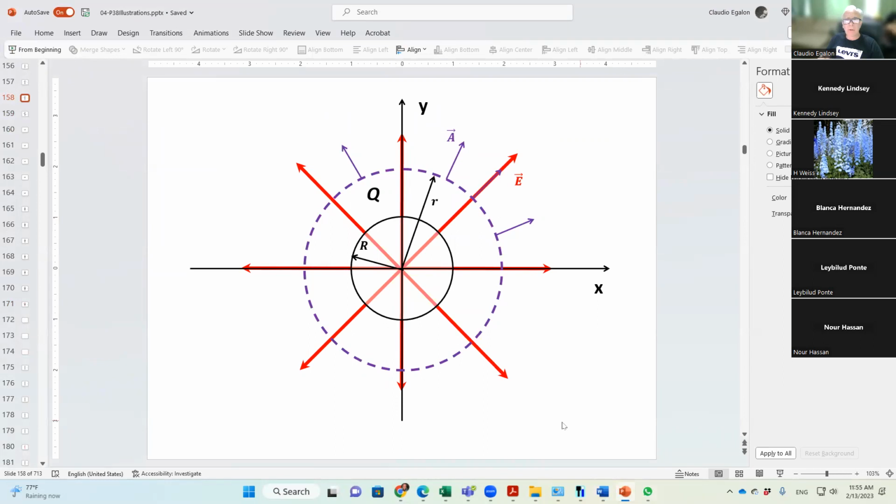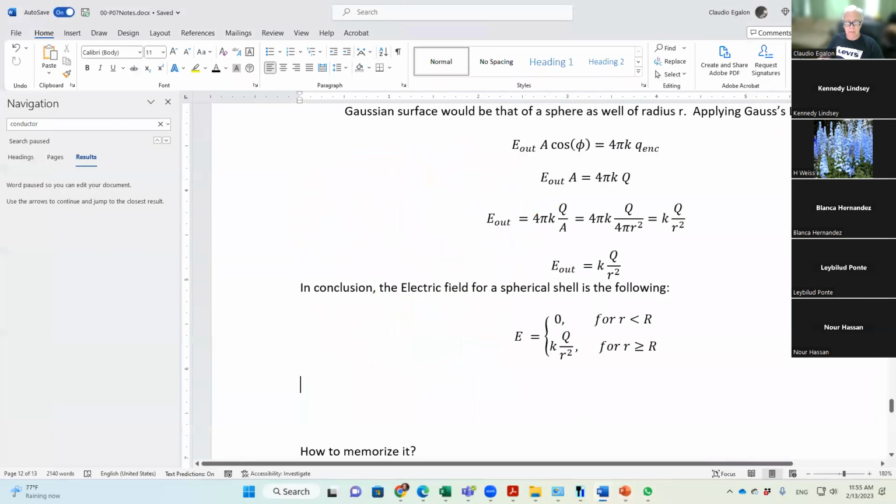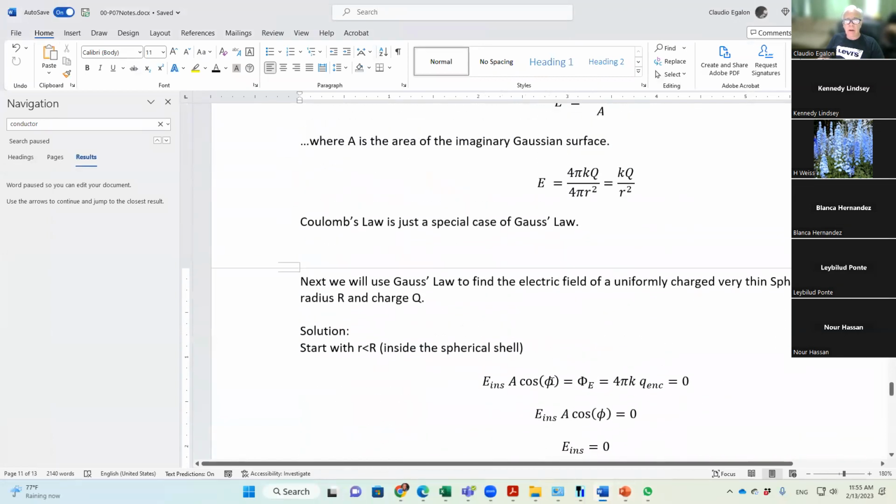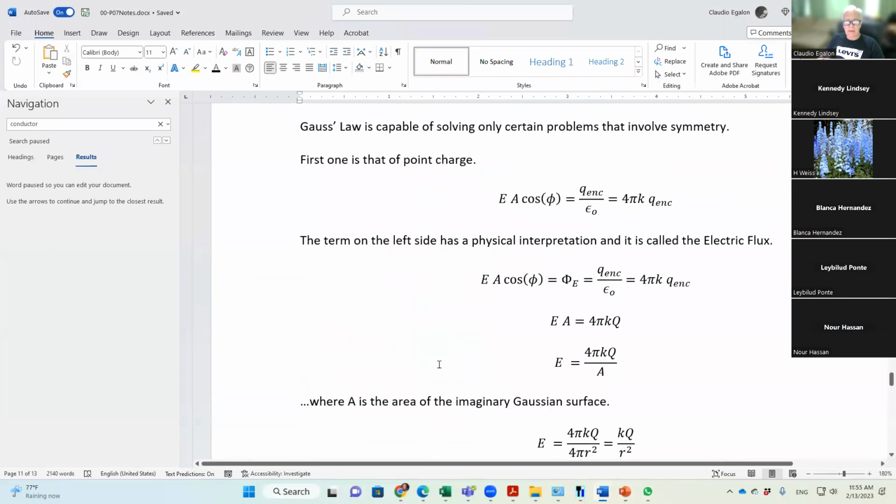Any questions about that? So remember Gauss's law. It's given by this equation right here: E A cosine of phi, where phi is the angle between the electric field and the area vector. And what's on the right side is Q enclosed over epsilon naught, which is how many charges are enclosed by the surface, by the Gaussian surface.